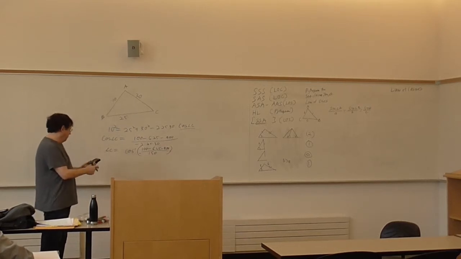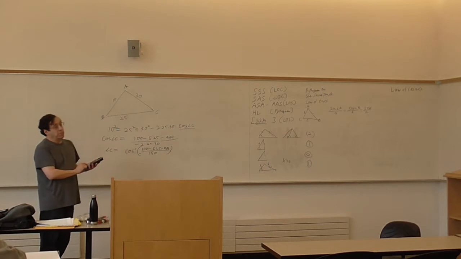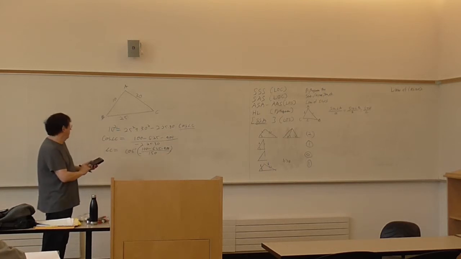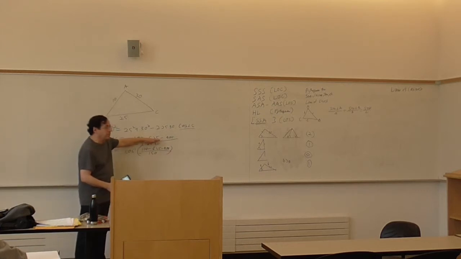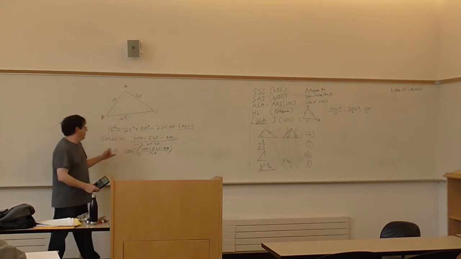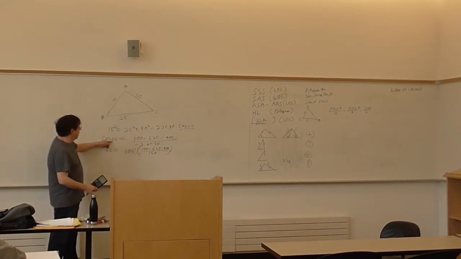One question: why is it inverse cosine? Cosine C is this, so I take the inverse cosine of both sides. The inverse cosine of the cosine is angle C. Oh, yeah. Okay.